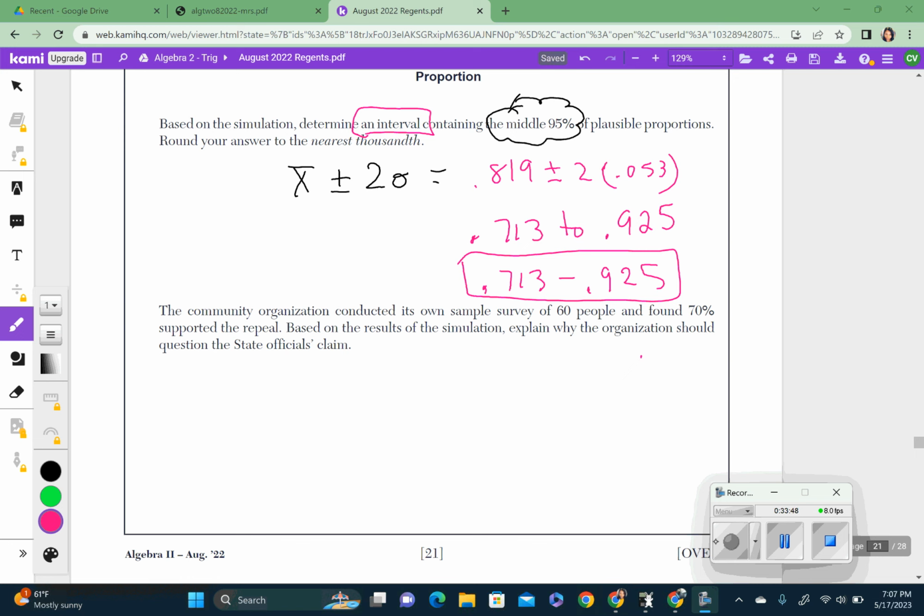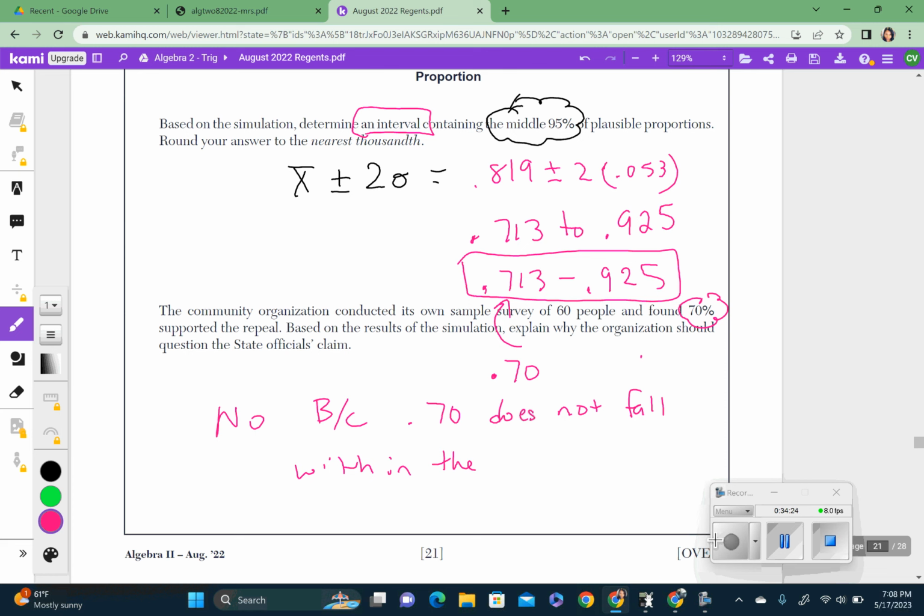The next part of the question says they conducted their own survey and found that 70% supported the repeal. Explain why the organization should question the state officials' claim. So 70% as a decimal is 0.70, and we can tell that 0.70 is not in this interval here. So we could say no, and why? Because 0.70 does not fall within the interval.